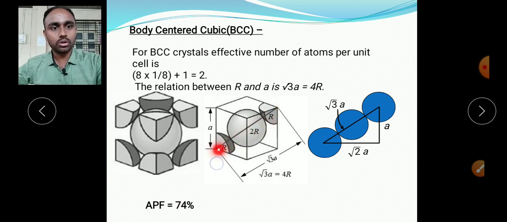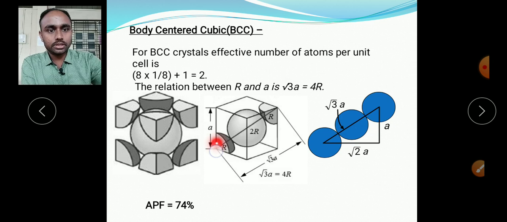This is the body diagonal. This is not the diagonal of one face. This is the body diagonal, right? Or in short, the diagonal of a cube. So this A is the side, that is our lattice parameter, and capital R is the radius of the atom. Now, by looking at the diagram only, you can say that the body diagonal is nothing but this R plus this 2R.